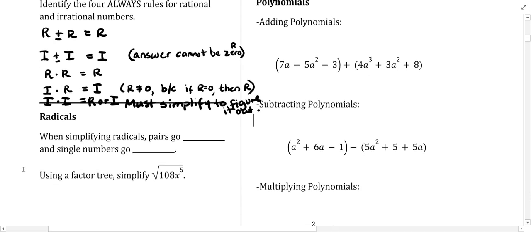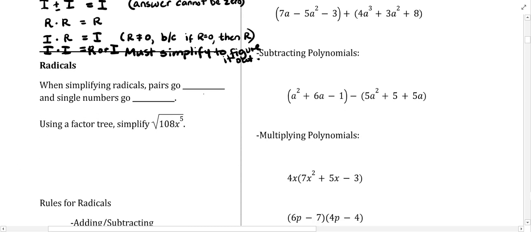All right. When simplifying radicals, pairs go out and single numbers stay, right? So pairs go out as 1 and single numbers just stay inside. Using a factor tree, simplify this.